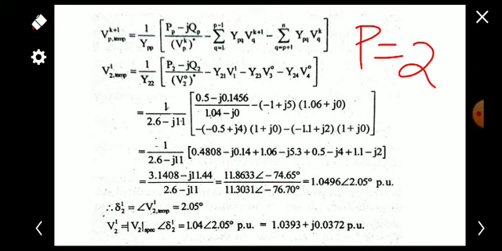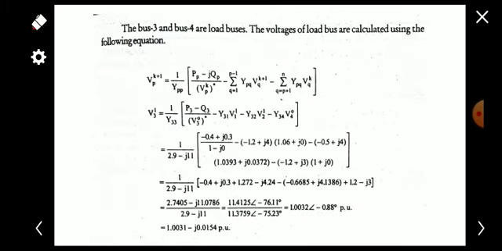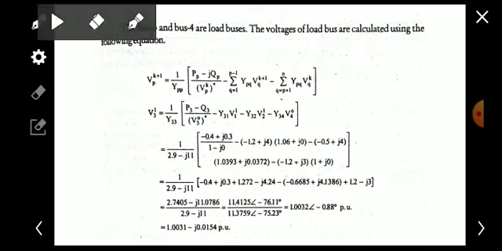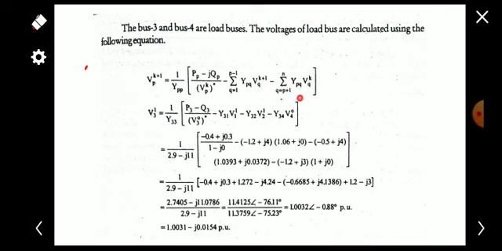We have to calculate the voltage for the third and fourth bus also. The third and fourth buses are load buses, so for calculating the voltages for the load buses we can directly use this equation itself, because for load buses the P and Q values are already specified in the question. So we need not find these values; we can simply find the voltage value using this equation.